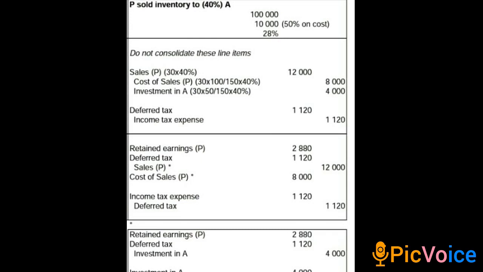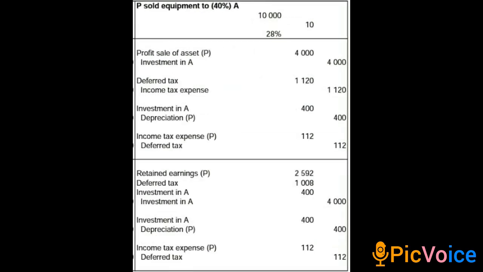When we have a situation where the parent is selling an item of PPE to the associate, the parent is the one that's making the profit, so we eliminate the profit. The associate is getting the asset, but because in our statement of financial position, when we consolidate, we only have investment in associate, what we do is we eliminate the investment. Now we have to realize the profit over the useful life of the PPE.